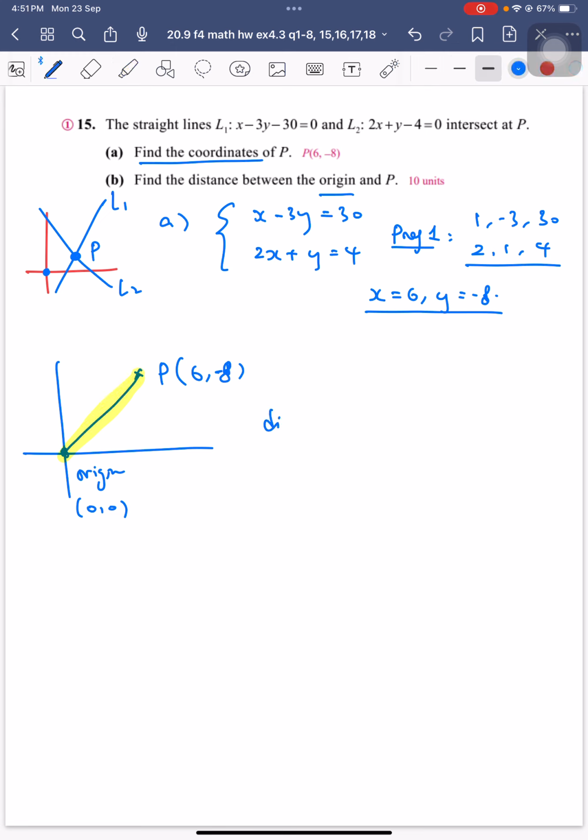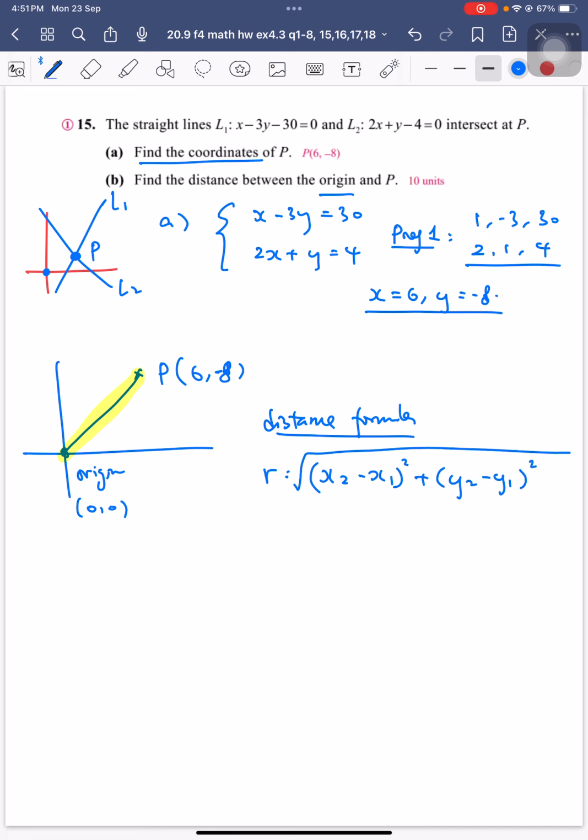Then we can use our distance formula, if you still remember that. The distance formula tells me that r is equal to the square root of x2 minus x1 squared, the difference in x, plus y2 minus y1 squared, the difference in y. This actually comes from the Pythagoras theorem. Now we can substitute all of the numbers in. So r should be equal to the square root of 6 minus 0 squared, so x2 minus x1 squared, plus y2 minus y1 squared.